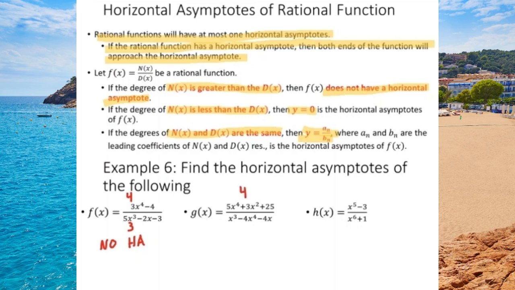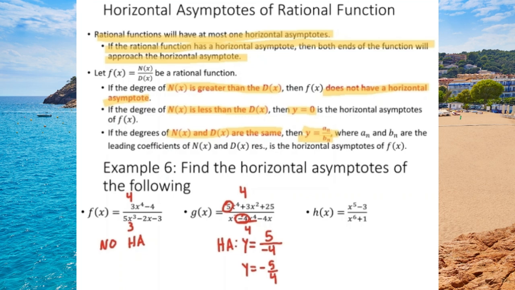If we take a look at g of x, we can see that the highest power in our numerator is 4, so the numerator is a degree 4 polynomial. As for the denominator, we can see that the highest power is actually our middle term, which means our denominator is also degree 4. Because our degrees are equal, g of x does have a horizontal asymptote. Our horizontal asymptote will be y equals the ratio of our leading coefficients. In our numerator, 5 is our leading coefficient. In our denominator, -4 is the leading coefficient. So our horizontal asymptote is y equals -5 over 4.